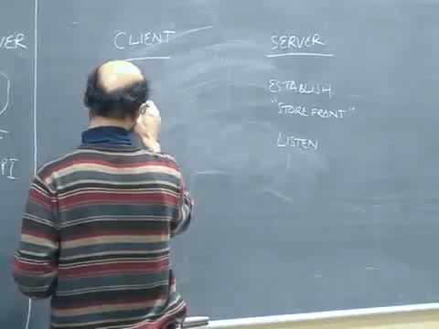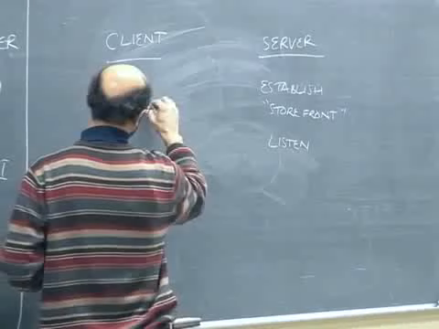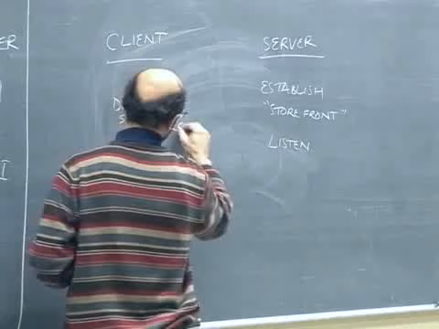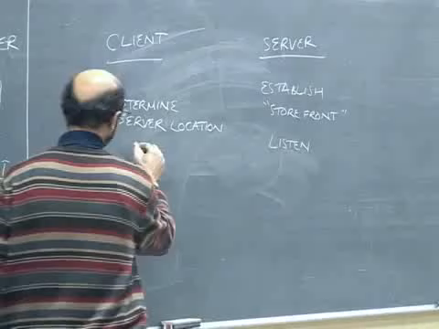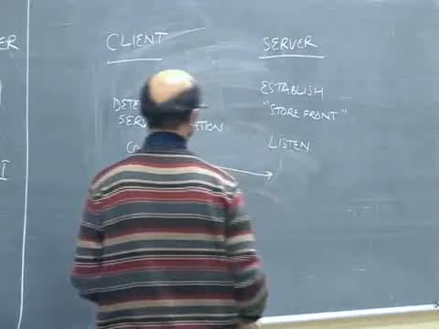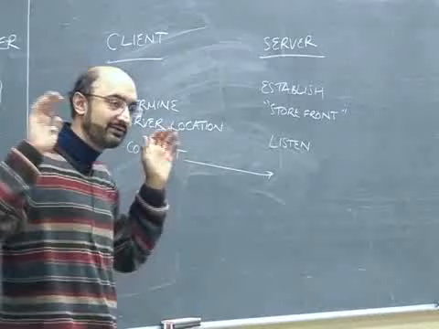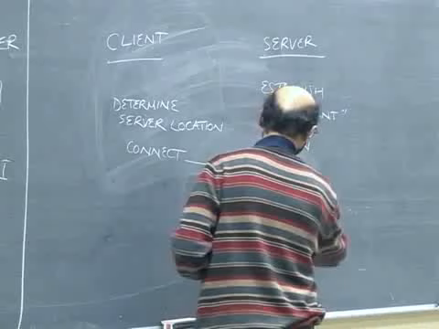The client, instead of establishing a storefront, is going to determine the server location. Right? You've got to figure out where the server is, and then you're going to connect. That's the first thing that's going to happen between the client and server: the server has got to be listening and the client has to knock on the door as a connect. And when that happens, the server is going to do an accept of the connection.